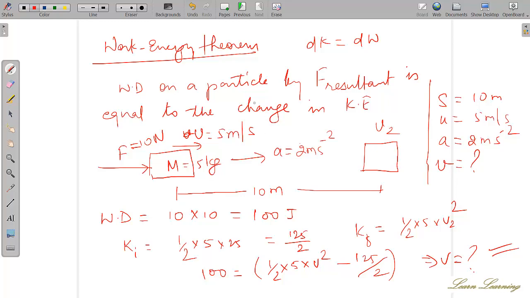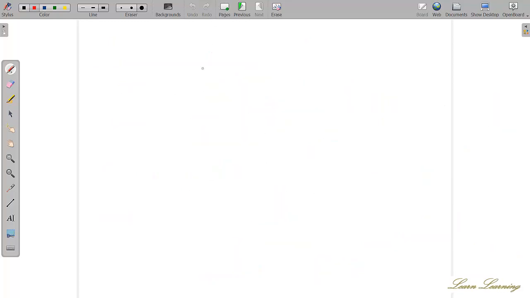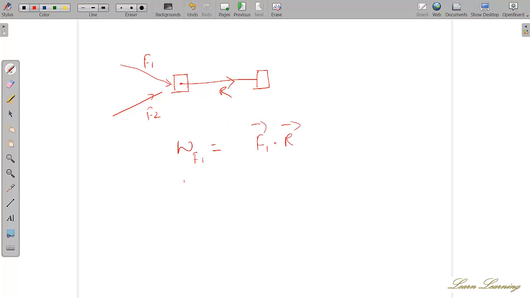We can just see this by an example. Let's say a block is there. There are two forces acting here, let's say force F1 and force F2. And what has happened is this block has moved a distance of, let's say, R. So the work done, if you see individual work done by F1, how much it will be? F1 vector dot R vector. And work done by the force F2 will be how much? F2 vector dot R vector.